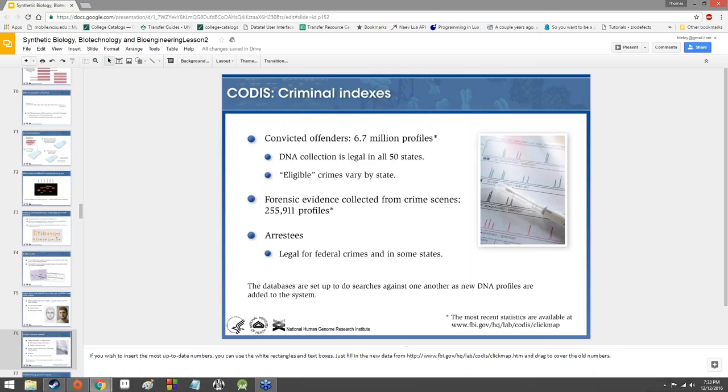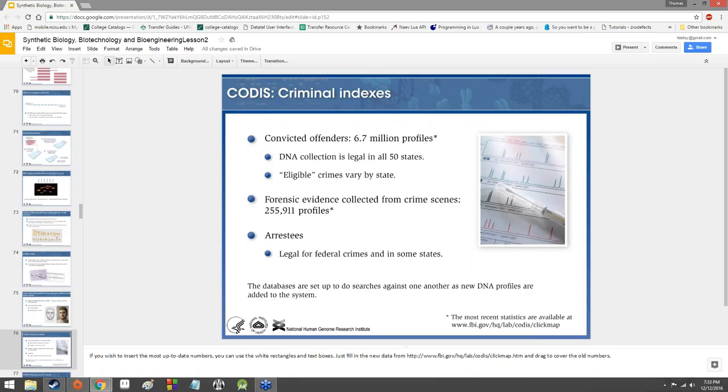as far as the criminal database is concerned, there are 6.7 million profiles in there. Now, at the time of creating this slideshow, it's important to note that DNA collection is legal in all 50 states, and eligible crimes for DNA collection vary state to state. So those are two important things to note. Even though it is legal to collect DNA if a person has committed a crime, the nature of the crime that warrants DNA collection can vary from state to state.